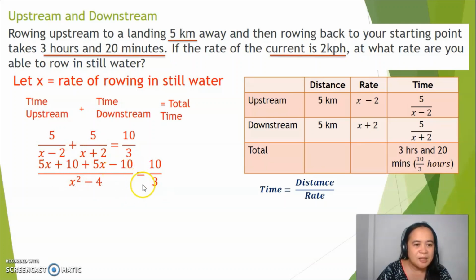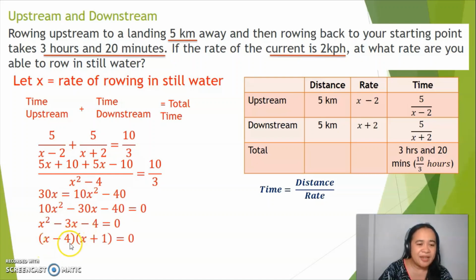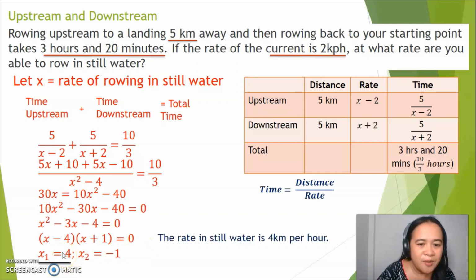So combining like terms and multiplying, 5x plus 5x would be 10x, times 3 would be 30x. You can cancel 10 and negative 10. This one would be 10x squared minus 40. Rewriting this, we will get this, and dividing the entire equation by 10, we will get this one. Factor this, we will have x minus 4 and x plus 1. So therefore, the values of x could be 4 or negative 1. In this case, we will consider 4. So the rate in still water is 4 kilometers per hour.